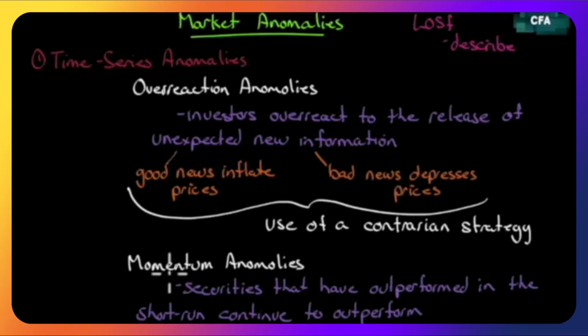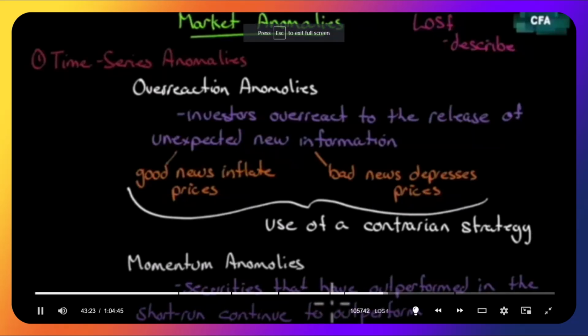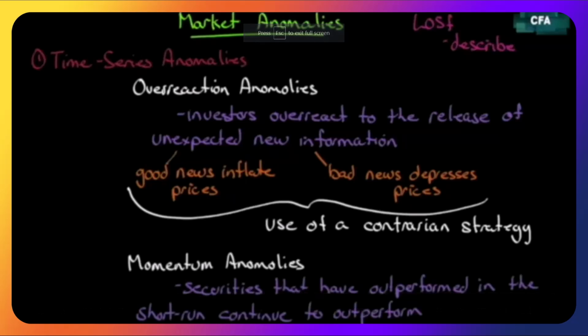So, momentum anomalies: securities that have outperformed in the short run continue to outperform. Now, I have seen this, and some of you out here might recognize this. There is a daily paper out there called Investors Business Daily, IBD. And on Friday at 6 p.m., you get the top 100 list. And this is a momentum list. And usually the number one stock listed up there sees momentum, serial correlations, as long as it stays at the top of the list.